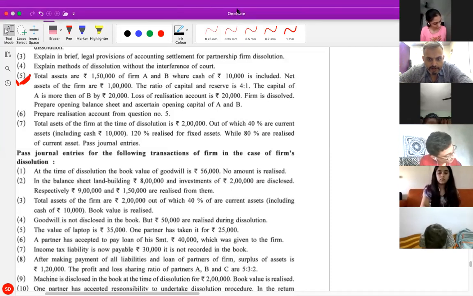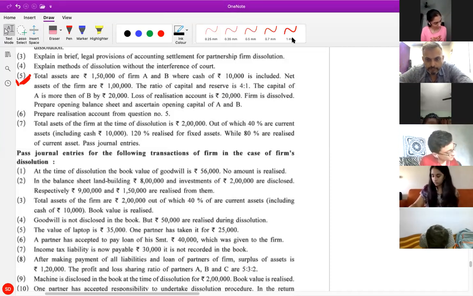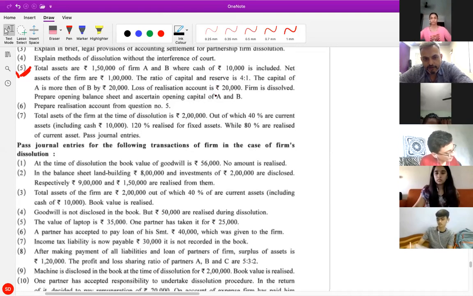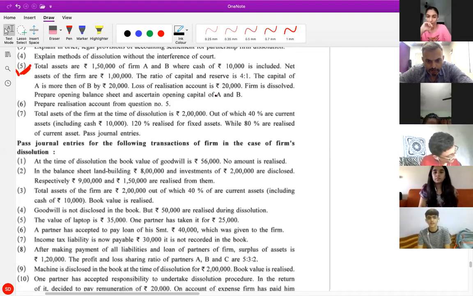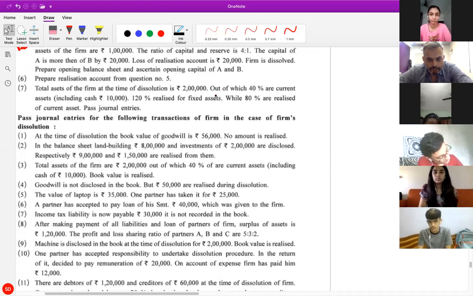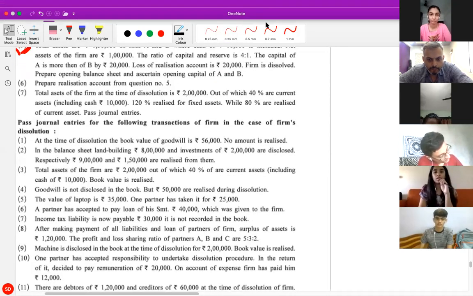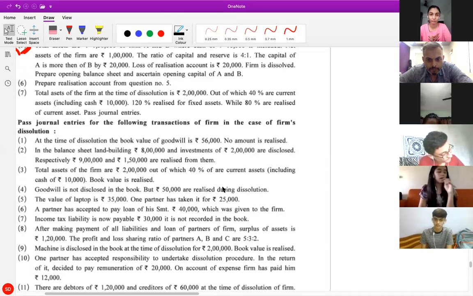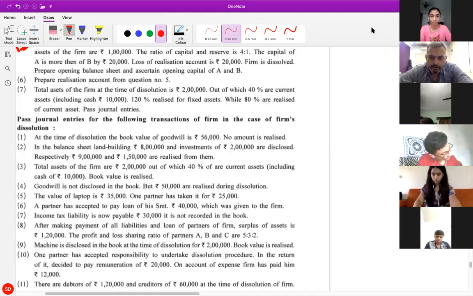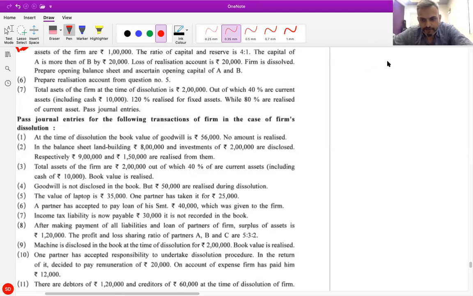Dia, your answer is correct, but you have not mentioned the reserve. In fact, question number 6 says, prepare realization account from question number 5. So those who have finished, I can start making it. Vaishnavi, correct. Chalo. Now, question number 7.